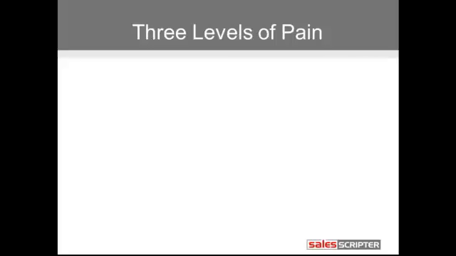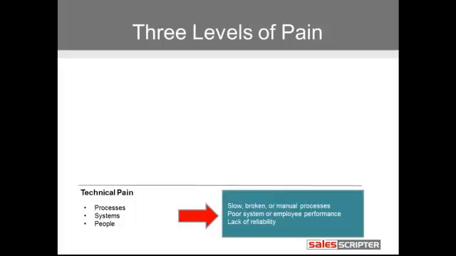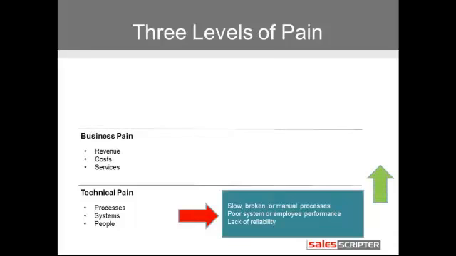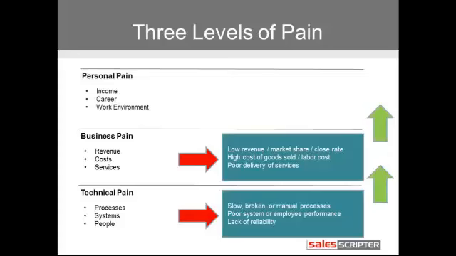We talked about three levels of value. We use three levels of pain that map to those as well, and it starts at the bottom with technical pain in the area of processes, systems, and people. Examples are manual, broken, cumbersome processes, poor performing systems or employees, and lack of reliability. Those cause pain, and those could be in a particular area that your products help to drive improvements. When your prospects are experiencing technical pain, that will lead to business pain in the area of revenue, cost, and services not being delivered at a quality level, and those will work their way up and cause personal pain.